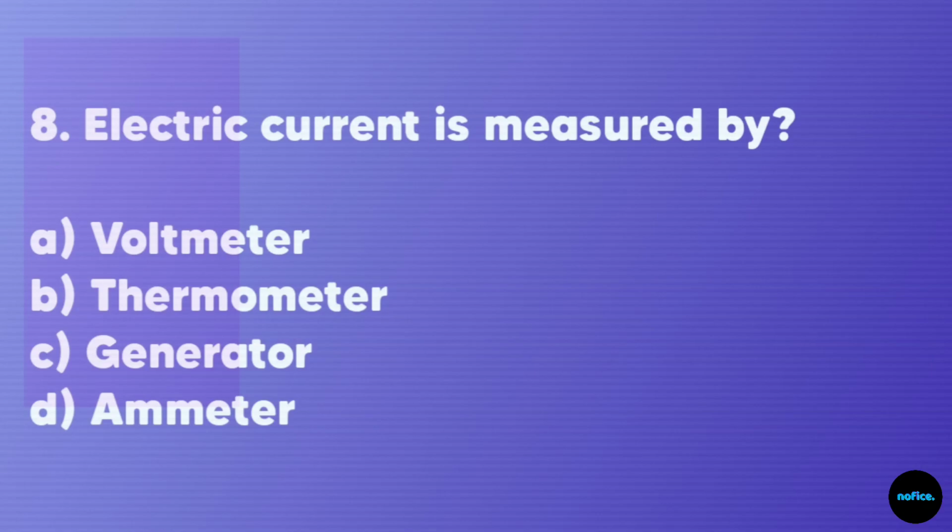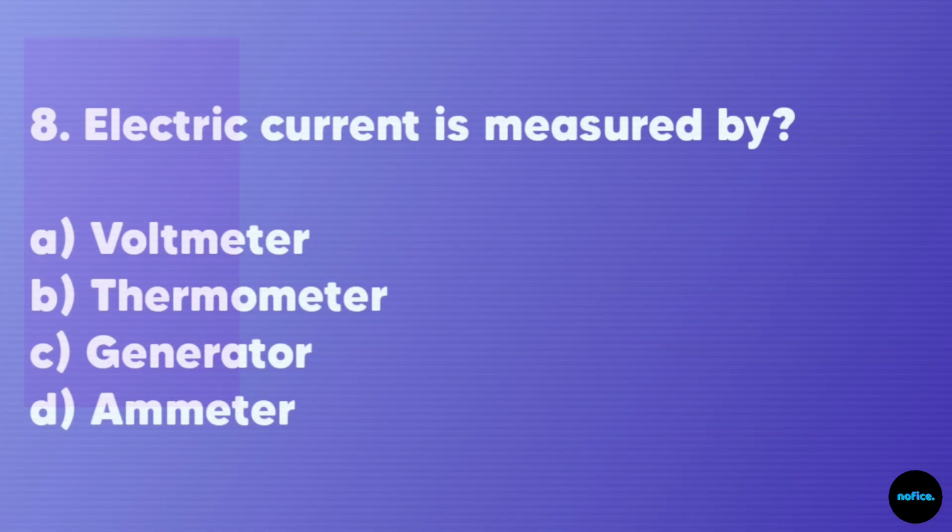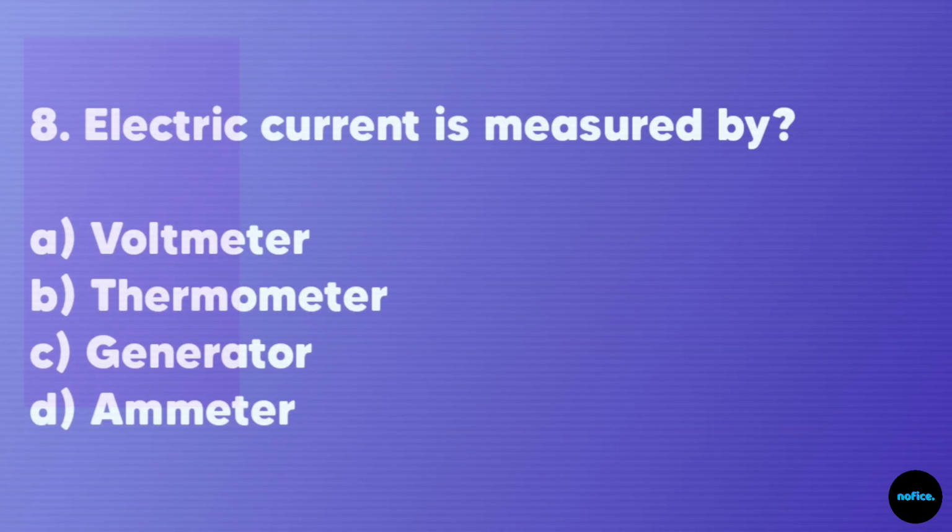Number 8. Electric current is measured by. The answer is D. Ammeter.